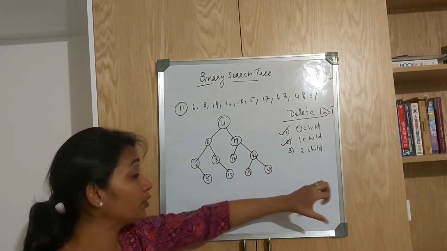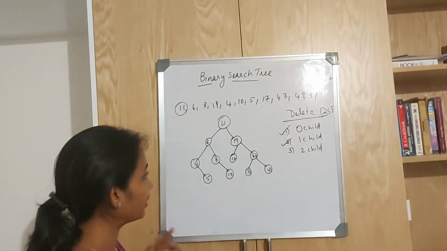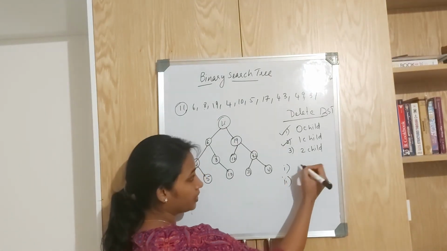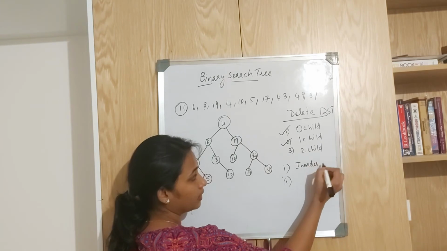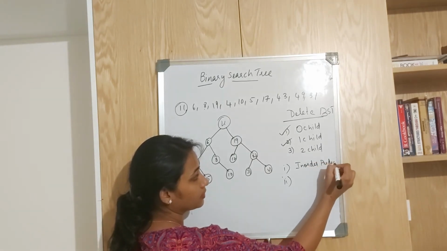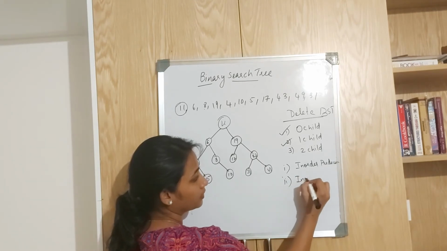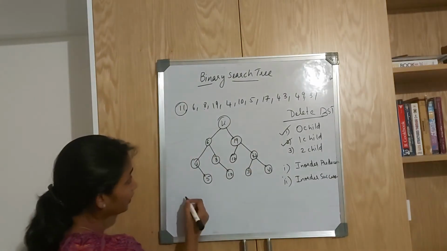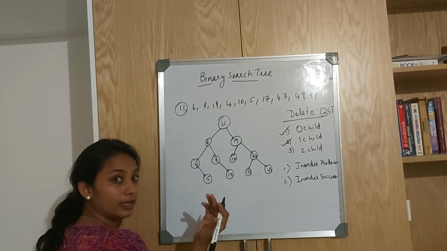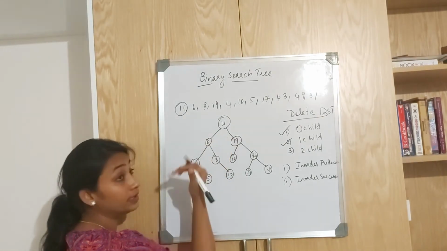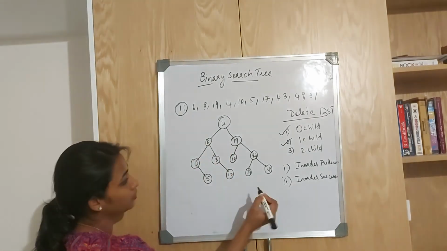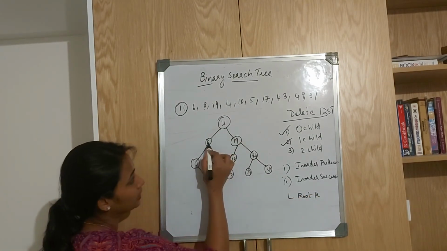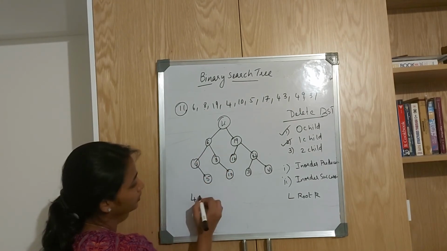If you want to delete a node which has 2 children, in that case there are 2 cases to go ahead with that deletion. So you can go ahead with in order predecessor and in order successor. So what you have to do here is you get the in order for this tree. You've already learned how to traverse a tree using in order. In order is what? First left, then root, then right.